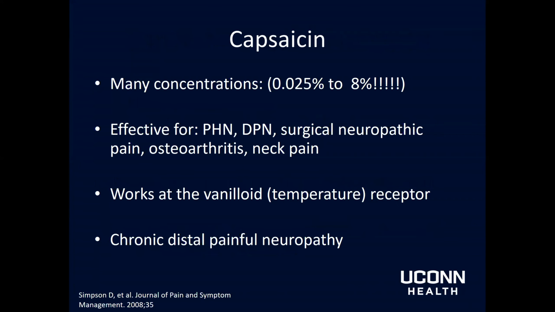Capsaicin, for good, bad, or indifferent, definitely has its followers, but it's important to recognize that the labeling differences can be extreme. It can be in concentrations as low as 0.025%, but all the way up to 8%. It can be effective for the syndromes listed there. And it works on this vanilloid temperature receptor and can find its best role and best data in chronic distal painful neuropathy.